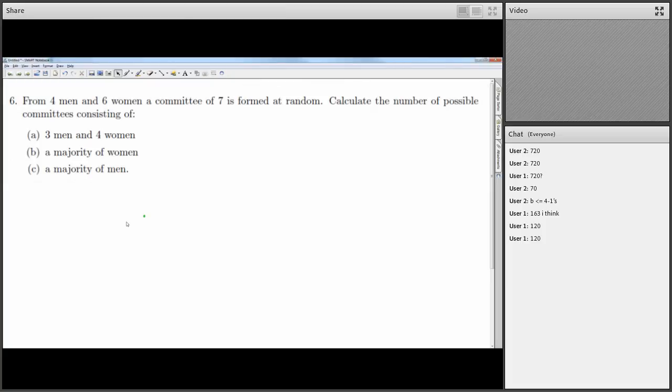So next one is about picking committees. Essentially, we've got 10 people, and we want to pick 7 of them to form a committee. And we're just going to pick them at random.